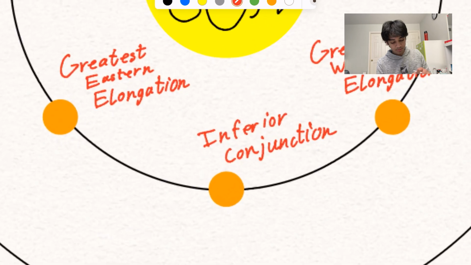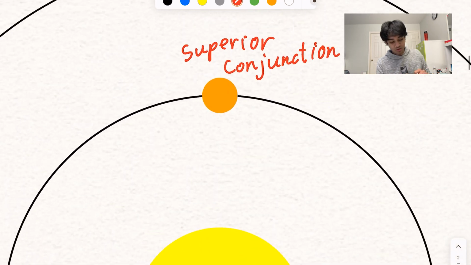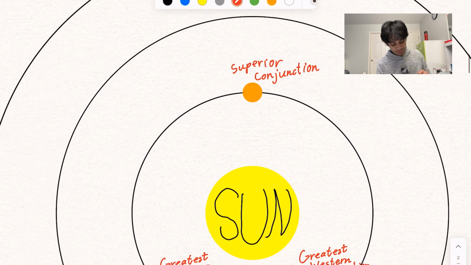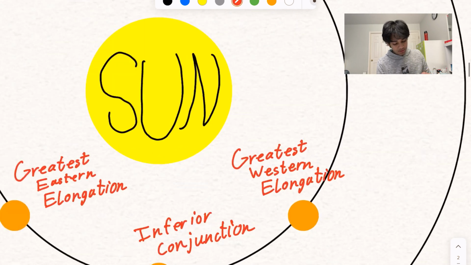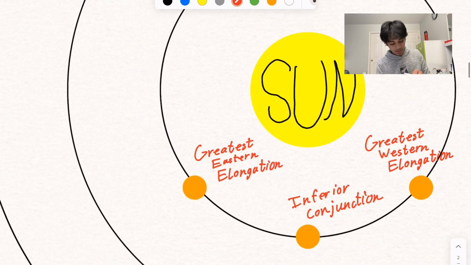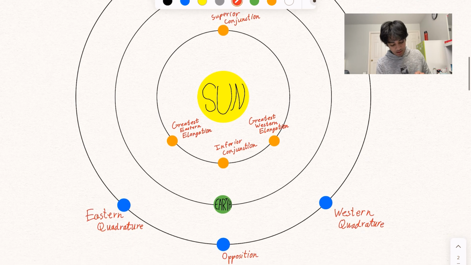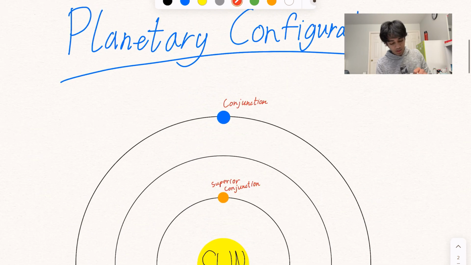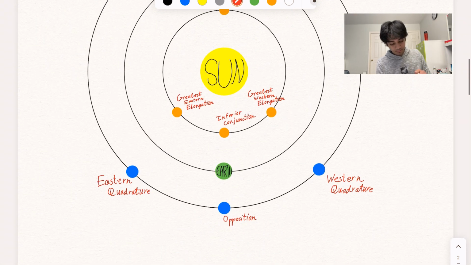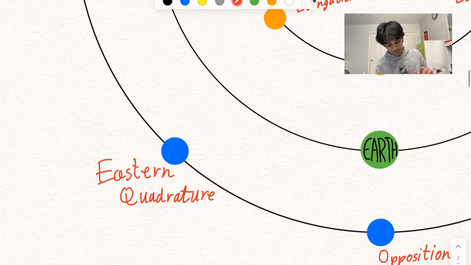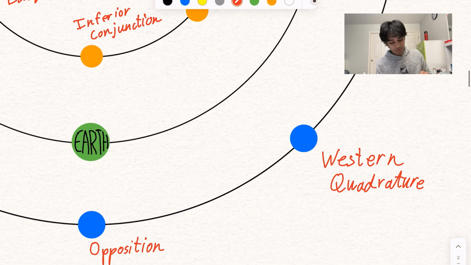So just to review, we have inferior conjunction and superior conjunction for inner planets. We have greatest western elongation, greatest eastern elongation. And now moving on to outer planets, we have opposition, we have conjunction, we have eastern quadrature, and we have western quadrature.